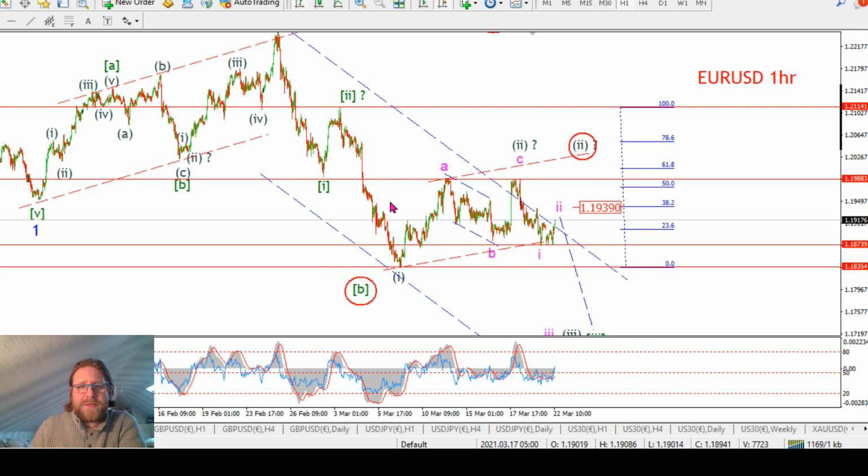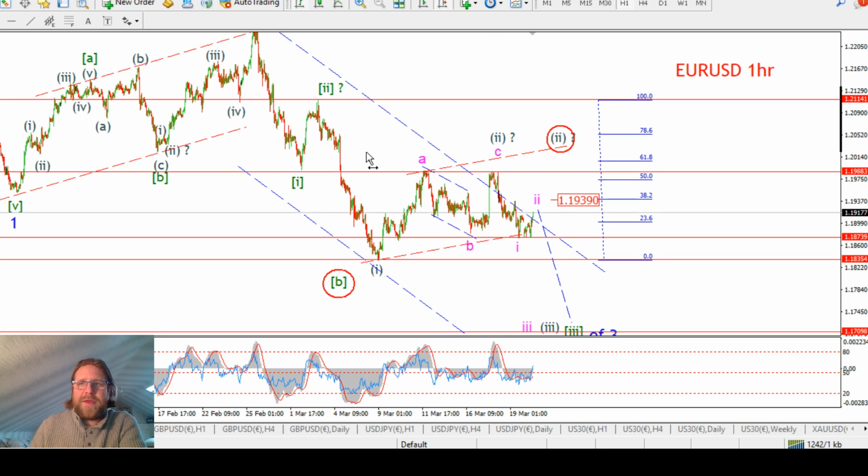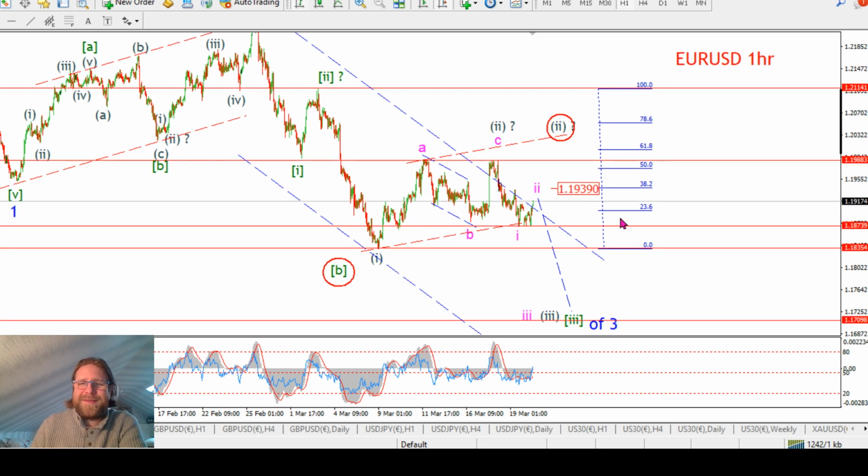Now you can view this two ways. This could possibly still be wave 1, 2, 3, 4, and now we're heading into wave 5 of wave 1. So you could move this down here, and we could have a 5-wave move down in wave 1 and then a larger second wave. So you'll have to make your own mind on that. I suppose it'll be revealed as we go on.